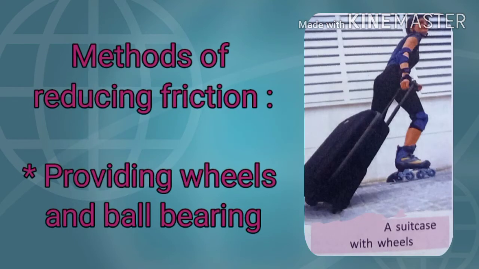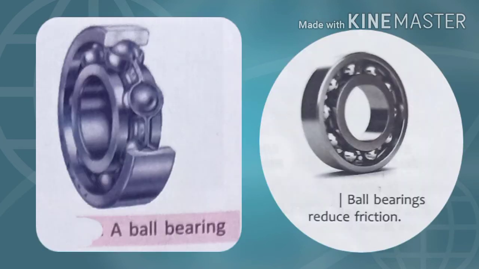How to reduce friction? The first method is providing wheels and ball bearings. The ball bearing consists of small steel balls. When these steel balls are placed between two cylindrical moving surfaces, they reduce friction. Ball bearings are commonly used in bicycles, scooters, cars, trucks, electric motors, etc.